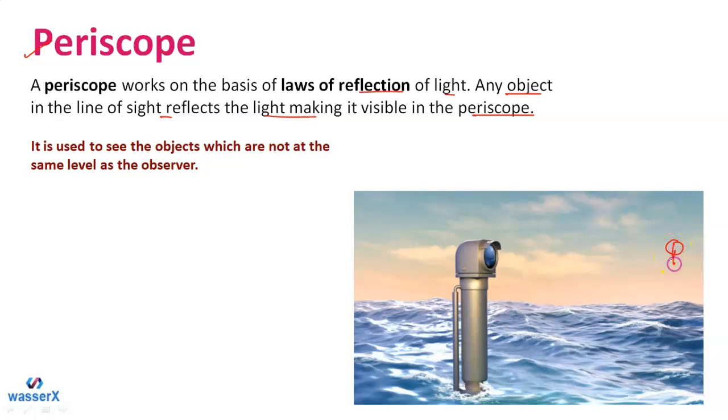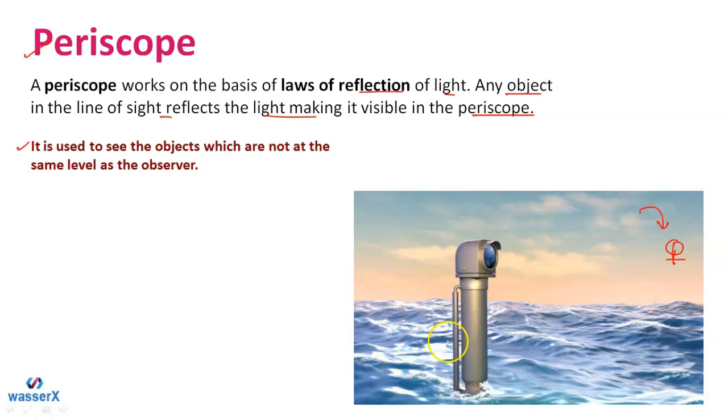Let's say this is the object, which is in the line of sight of this periscope, so you can easily view the object no matter what the level of the object is. That is not the issue. Basically it is used to see objects which are not at the same level as the observer. As you can see, we have the object here above the water level, but the observer is inside the water. So the observer is not at the same level.